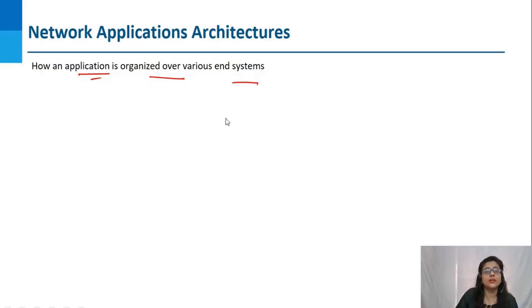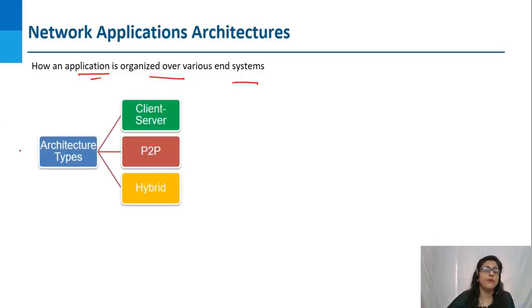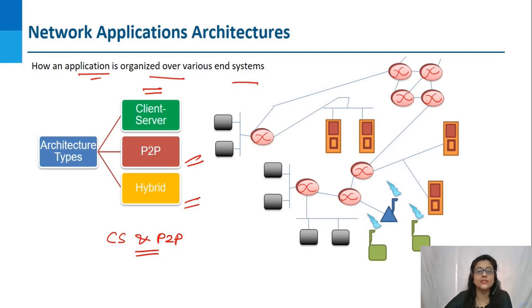Now, there are three different types of architecture. One is known as the client-server type. The second one is known as the P2P or peer-to-peer type of architecture. And the third one is a hybrid type of architecture where both the client-server and P2P architectures are used in combination. Now let us look at this diagram again.